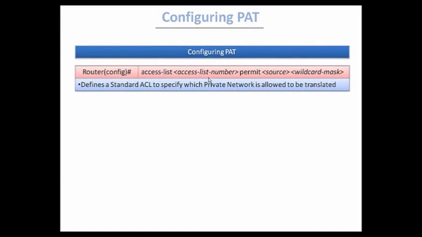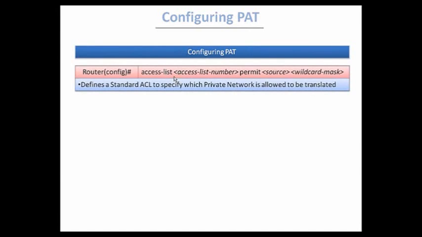Configuring PAT is almost the same as configuring NAT. The only difference is that now we don't have a pool of public IP addresses to play with, but only one IP address, which is the IP address of the interface on the router that is connecting to the internet. But we still have to specify which private hosts are allowed to be translated using the access list command, which is typed in global configuration mode. Again, just as in NAT, it can be a standard access list, which will be totally fine for the purpose of NAT.